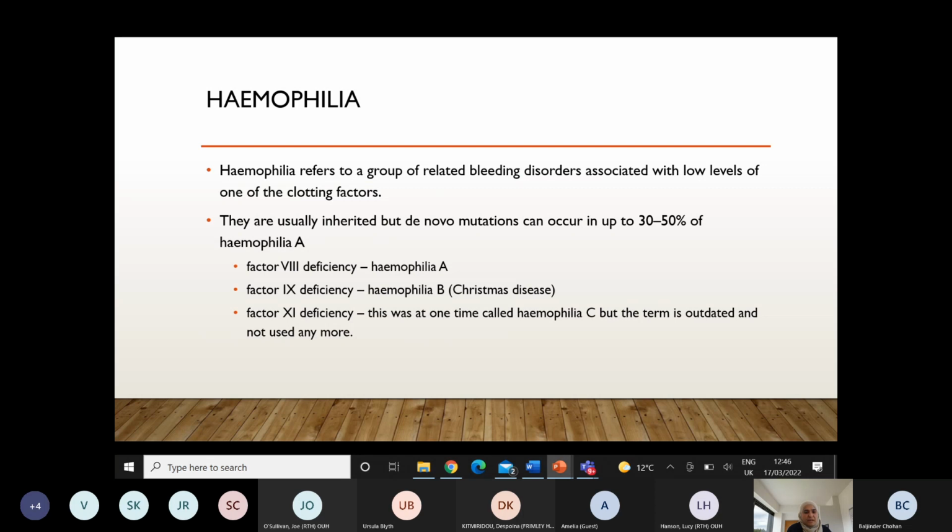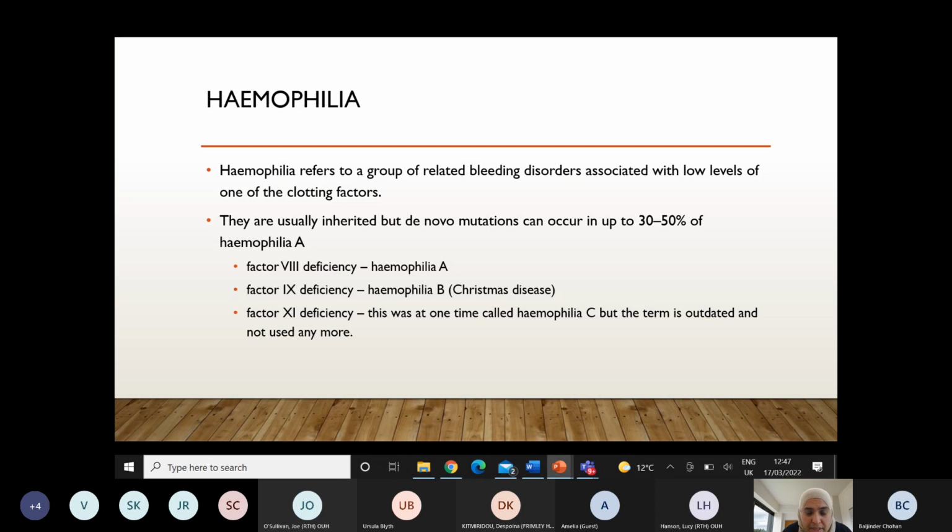Hemophilia A is factor 8 deficiency, and hemophilia B is factor 9 deficiency. It's called Christmas disease as well. And there is another one, factor 11 deficiency, which used to be called hemophilia C, but it's not anymore. That's a bit of a rare one.